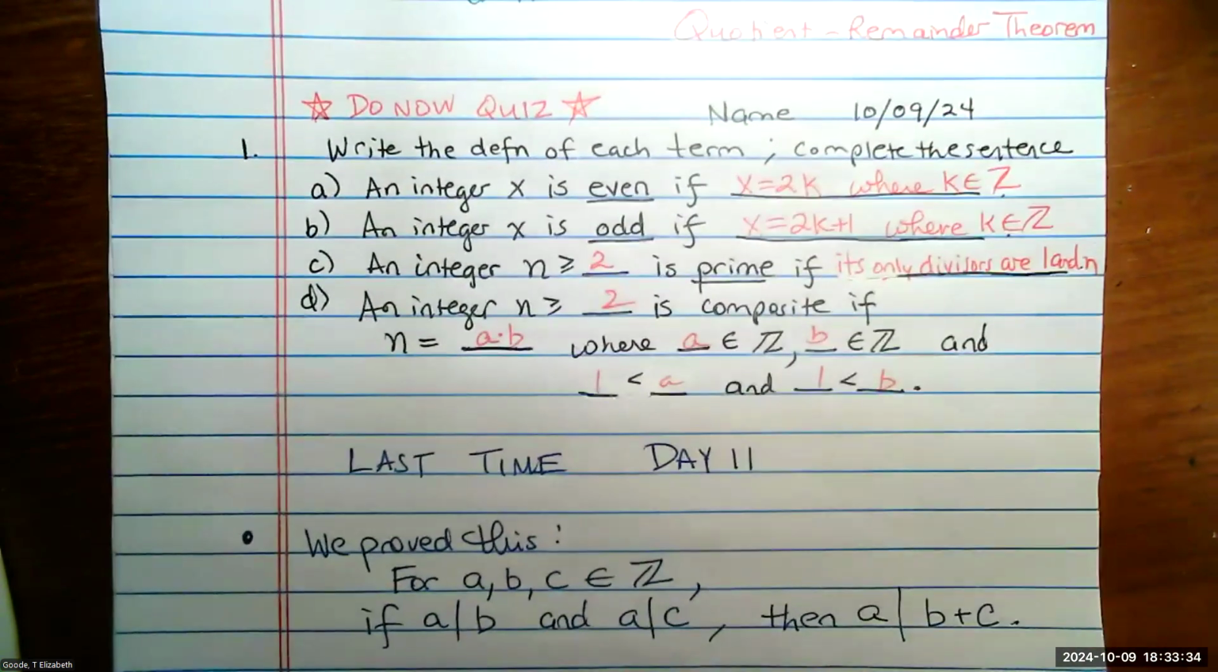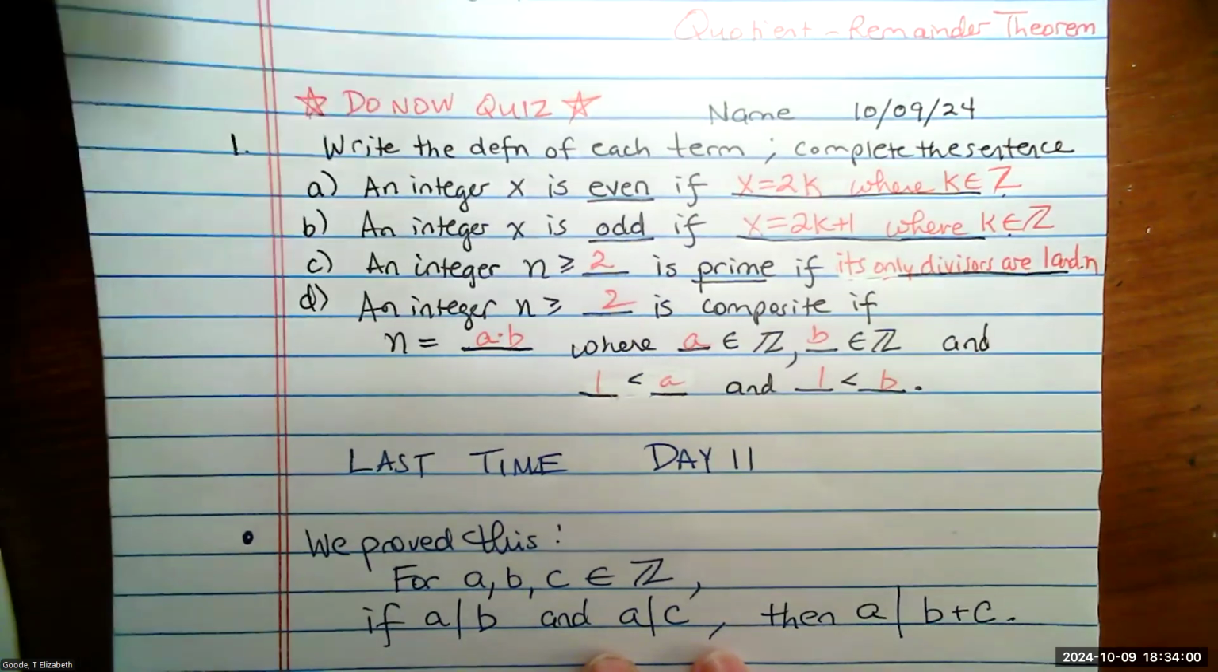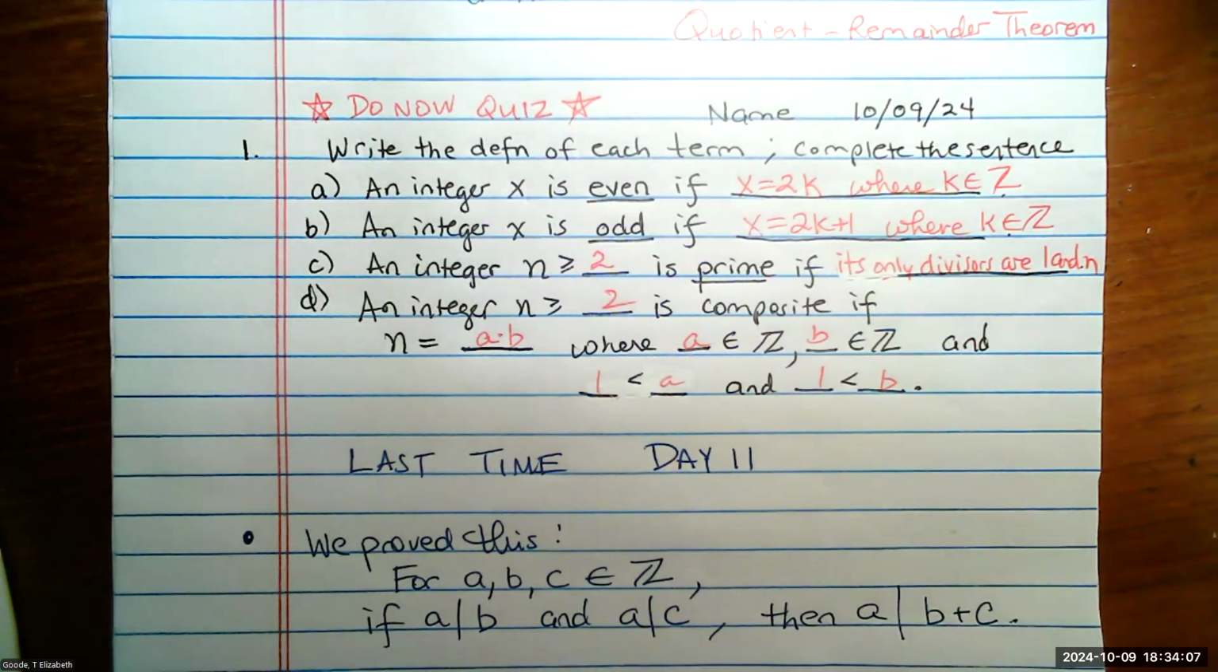All right, so last time on day 11, we proved this statement. For all A, B, and C in Z, so for all integers A, B, and C, if A divides B and A divides C, then A divides B plus C. So we proved that and we practiced with the definition of divides. And tonight we're going to, like I said, continue with proofs using this definition. And of course, notes will be posted.